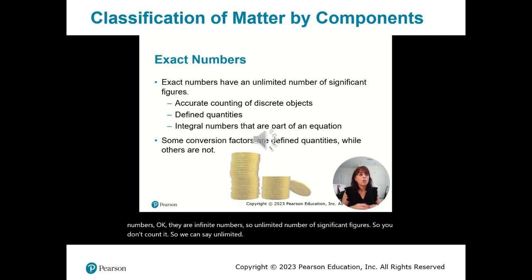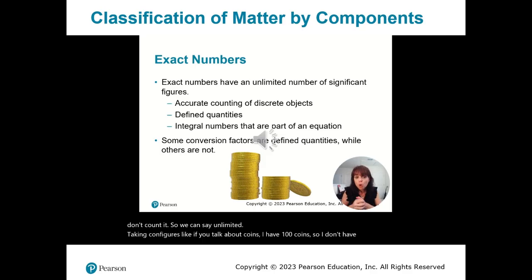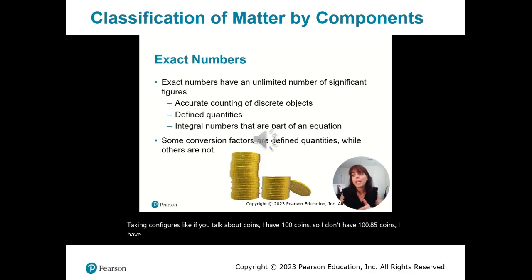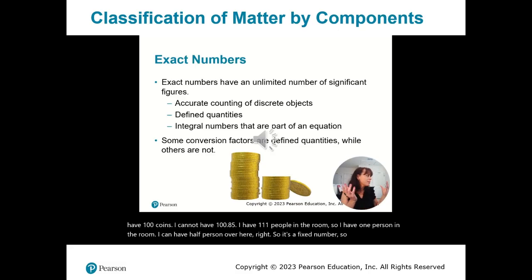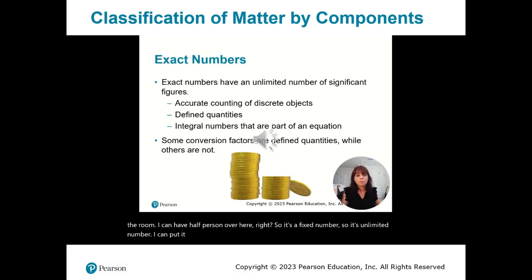Like if I talk about coins, I have 100 coins. So I don't have 100.85 coins. I have 100 coins. I cannot have 100.85. I have 11 people in the room. So I have one person in the room. I cannot have a half person over here, right? So it's a fixed number. So it's unlimited number. I can put like 20 people inside of my room or more. So it's unlimited. Okay, so we don't count significant figures over here. We can say unlimited significant figures. Okay.